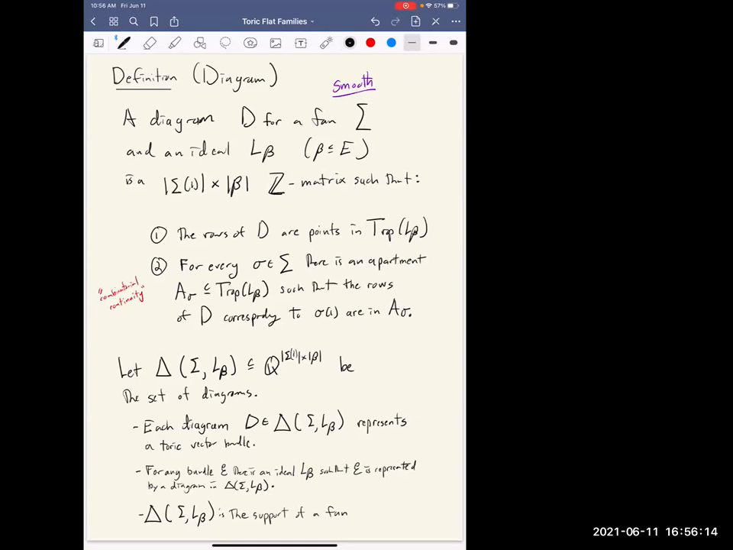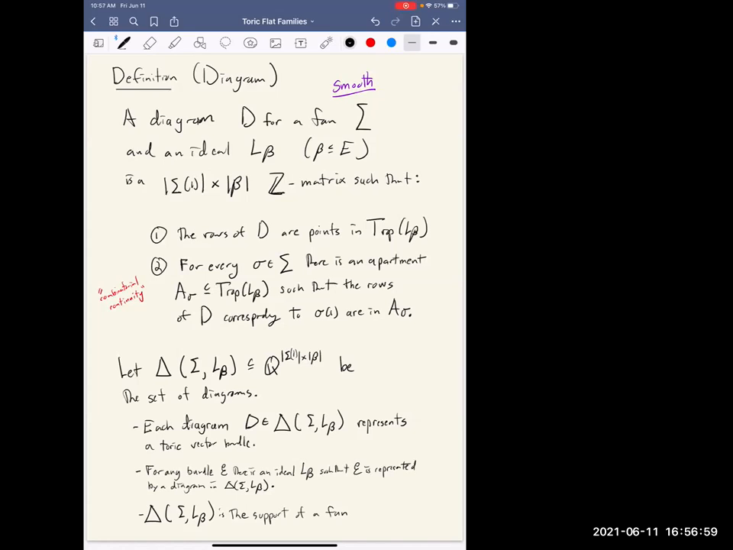The second condition is that we insist that this configuration of points satisfies certain closeness conditions. I think about this second point as a notion of combinatorial continuity. Roughly speaking, if rays in our fan are close together, we insist that the corresponding points in the tropicalized linear space are close together. So for every face of the fan, we insist that there be an apartment in the tropicalized linear space such that all the rows of the diagram that correspond to the rays in that face live in that corresponding apartment. So that's the second condition.